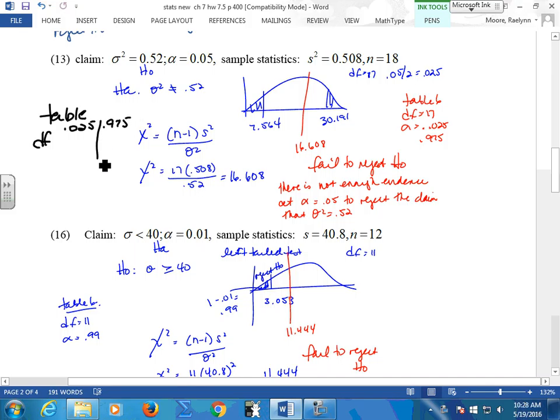The larger one goes on the right. The smaller one goes on the left. And you should say reject H0, fail to reject H0, reject H0. Make sure you use H0 because there's an HA there also. All right, so you're going to take your formula. I'm going to give you this formula to find your test statistic.